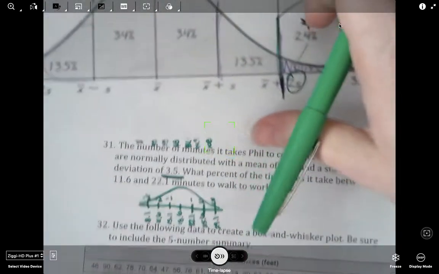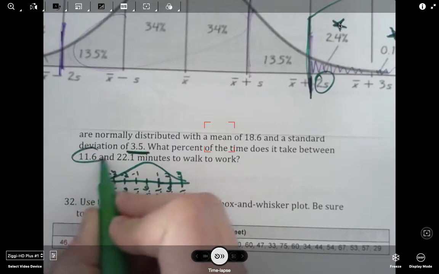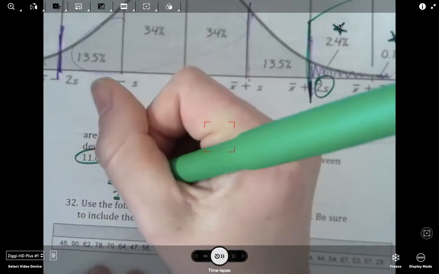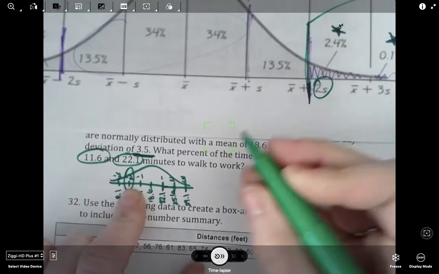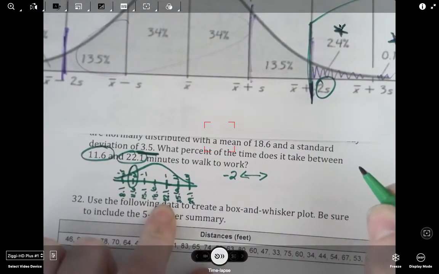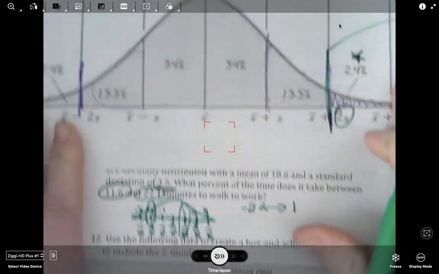Now we have +1, +2, +3, -1, -2, -3. Those are like the number of standard deviations we are above and below. They want to know what percent of the time it takes him between 11.6 and 22.1 minutes to walk to work. Okay, so 11.6 is here at what station? -2, and 22.1 is at +1.